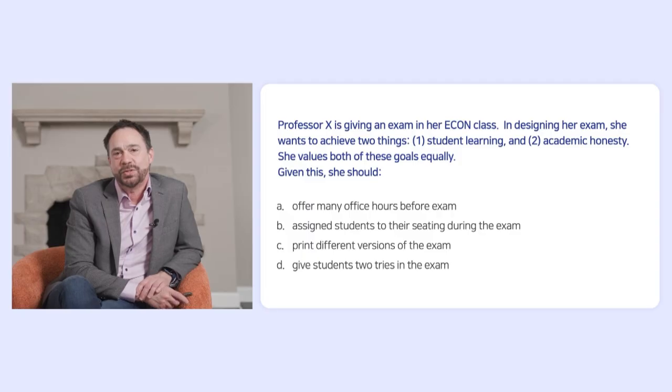Question of cheating, I have a question here for you. Suppose you were in a class with Professor X giving an exam in an econ class like this one. Now, in designing the exam, the instructor wants to achieve two things. She wants the students to learn, and she also wants students to be honest, not to cheat. Now, she values both of these things equally. Which of these options do you think will be the most effective for her to achieve her goals?